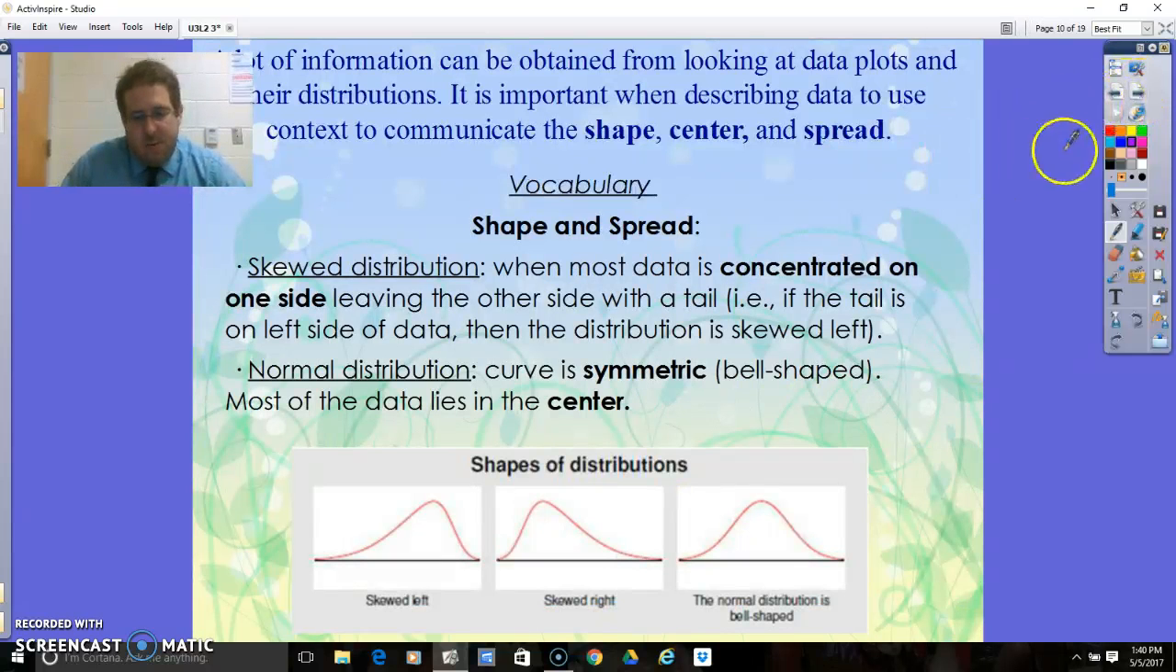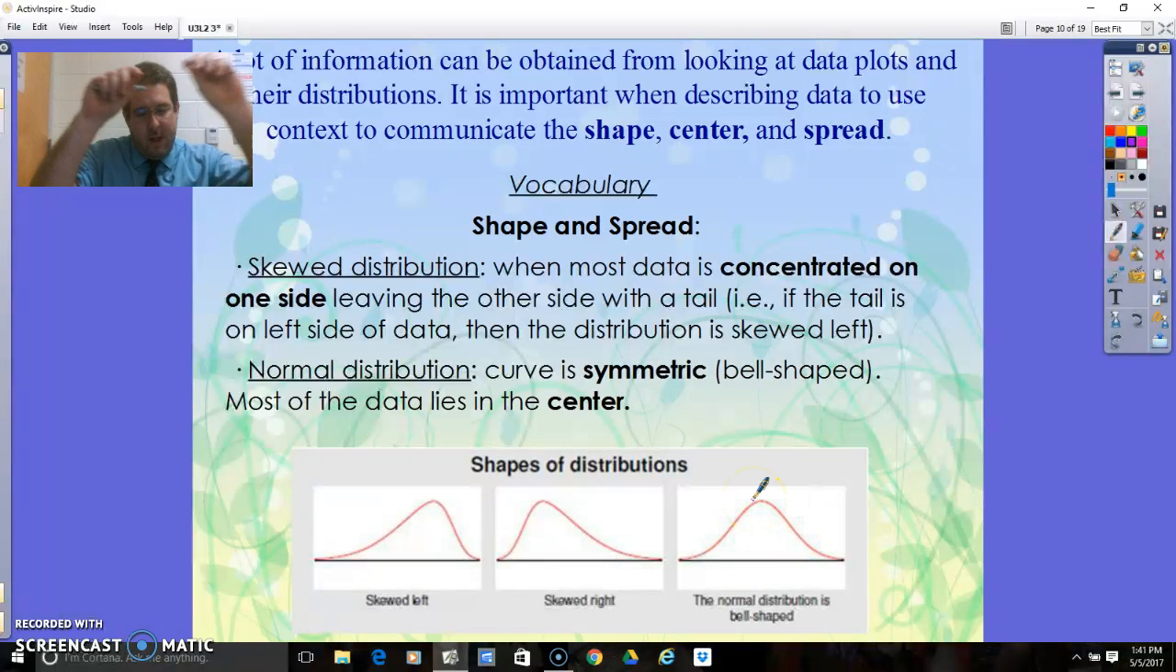So getting back to some of the vocabulary that I've been using, this is also probably posted on your Google Classroom. We've got shape, center, and spread. Shape is the skew. So remember what I talked about before. Skewed left means most of the data is on the right. Yes, I know that's backwards to what you would normally think, but that's the way it is. Skewed right is when most of the data is on the left. And we call this a bell curve or a normal distribution when all the data is in the middle and it kind of curves out like such.